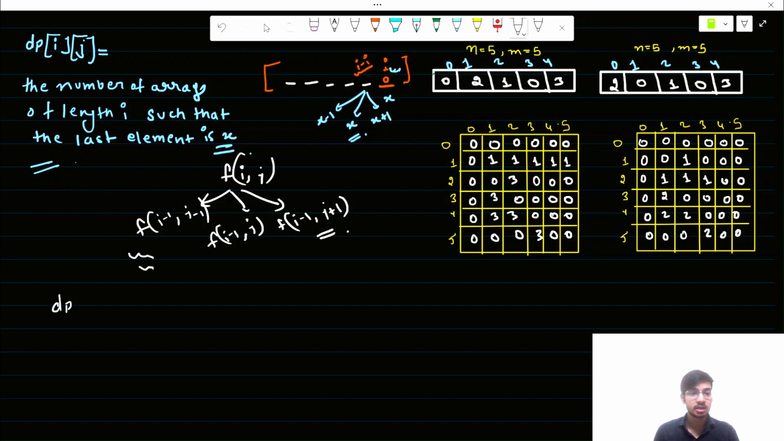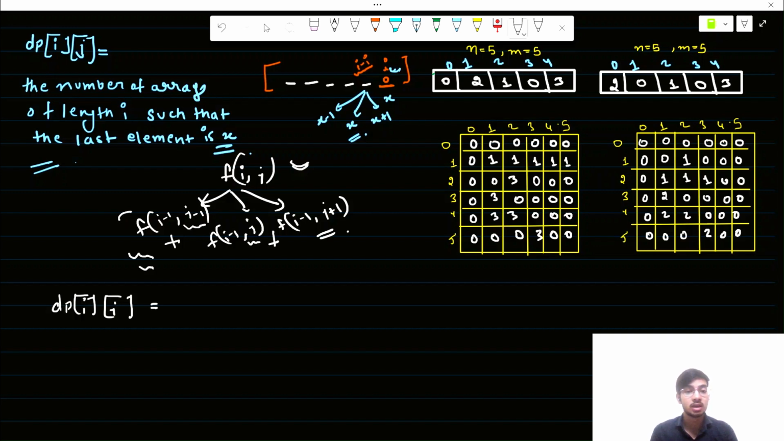So your DP state can be like that. The DP of i, j equals the sum of all of these, the number of arrays that match the description such that the last element is j minus 1.